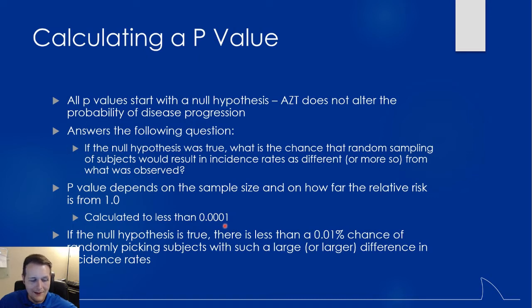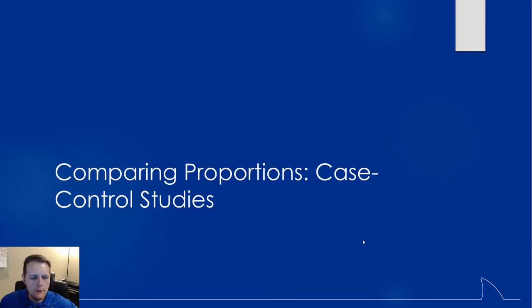We did see that there was less disease progression because of the intervention of the AZT here. Because of this p-value, we can then reject that null hypothesis and say that, yeah, there is a true difference between these groups because it is so unlikely we would be able to find results like this just by chance alone.